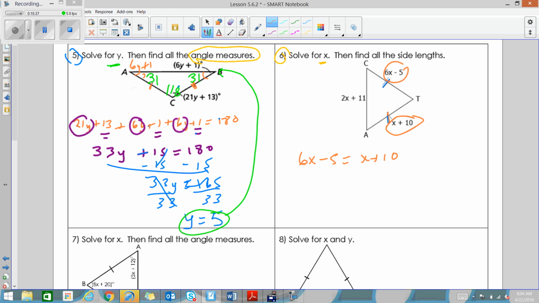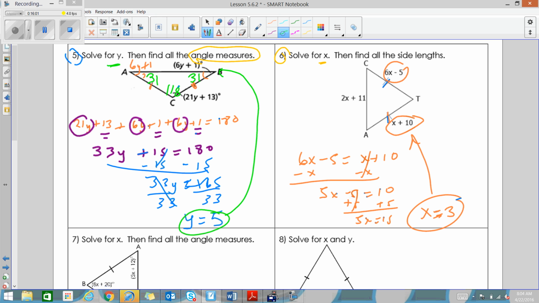So now we got variables on opposite sides. So we move our smallest variable first. So we subtract x. So we get 5x minus 5 equals 10. We'll add 5. We get 5x equals 15. And x equals 3. All right. So now we have the value of x. So now we have to find all of our side lengths.